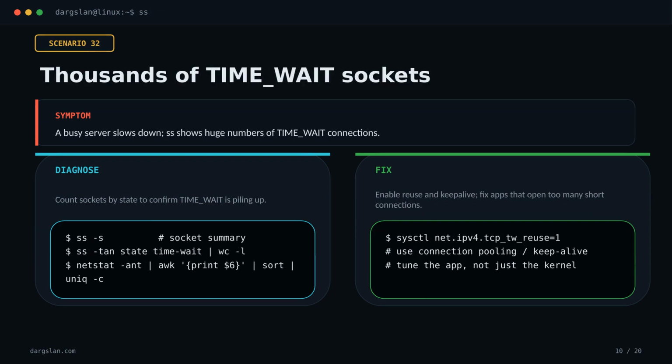Stay up the stack, and we hit the network layer. Your server's crawling, and ss reveals a sea of TIME-WAIT sockets, the lingering ghosts of short-lived TCP connections. Confirm it with ss -s for the summary, or pipe ss -tan state time-wait into wc -l for an exact count. The real fix isn't just flipping tcp_tw_reuse in sysctl. That's a band-aid. The actual cure is upstream: connection pooling, keep-alive, and apps that stop slamming the kernel with a fresh socket for every request.